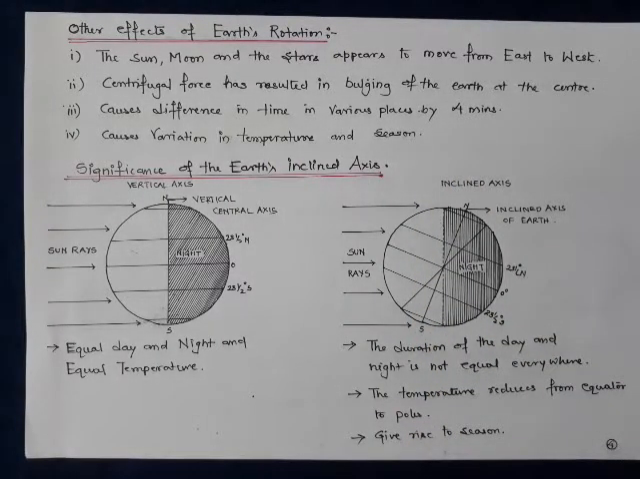This is because the distribution of the sun's heat and light is not even everywhere, so this gives rise to convection currents, and this gives rise to the movement of the air masses and the ocean currents that bring about changes in the temperature and give rise to seasons.